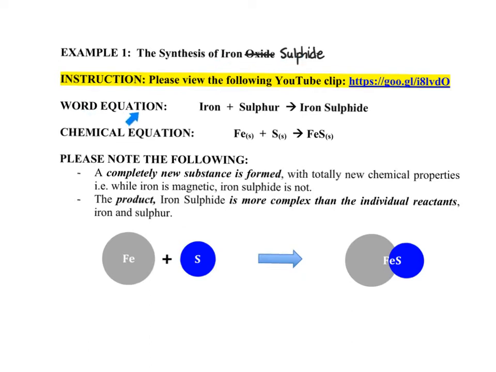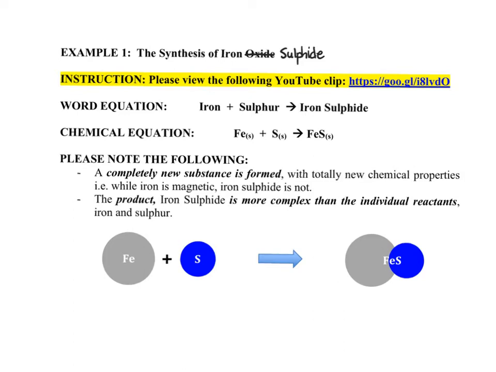So the word equation would be iron plus sulfur. So the iron was the iron filings that are magnetic, and the sulfur was the yellow powder. So these two substances were the original reactants. And then after the chemical reaction took place, iron sulfide was formed.